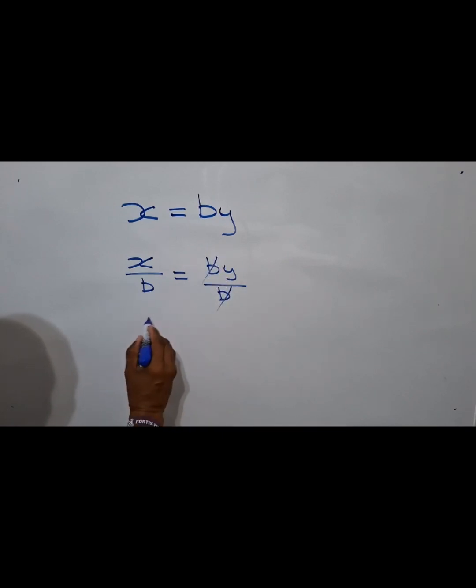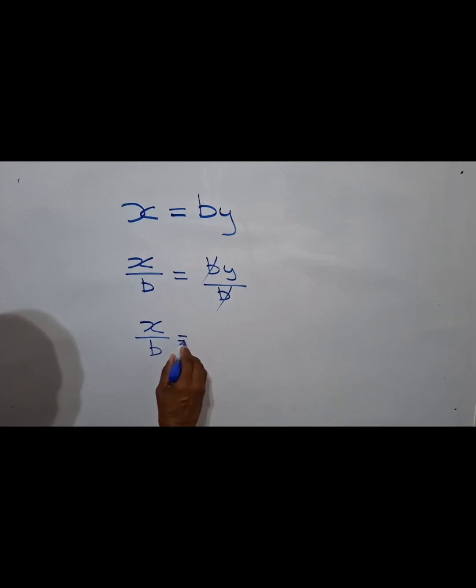So we have x over b equals by over b. So those b's cancel on the right hand side. So we have x over b equals y, which is the same thing as saying y is equal to x over b. Quite simple.